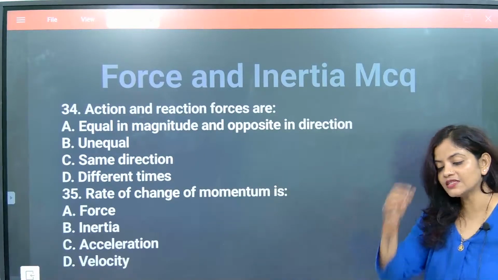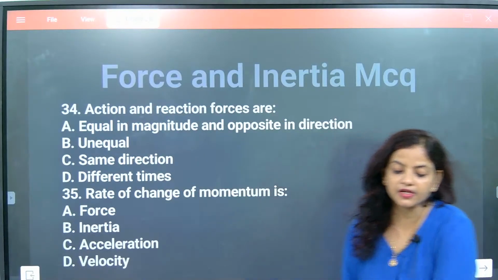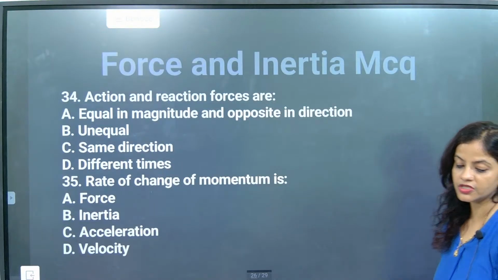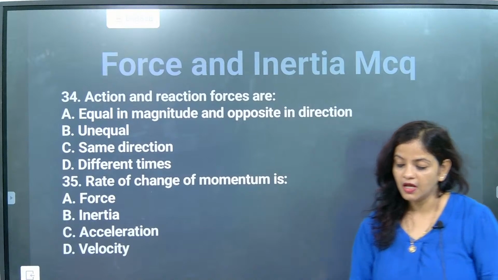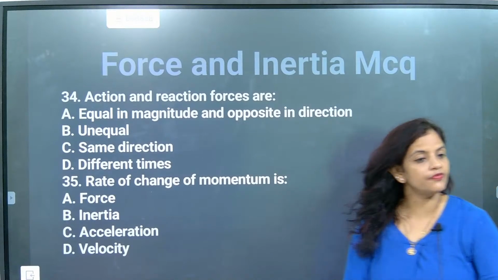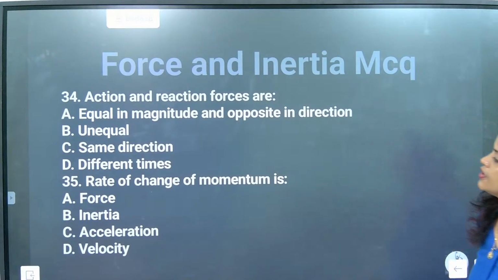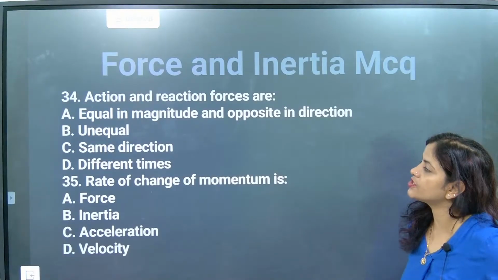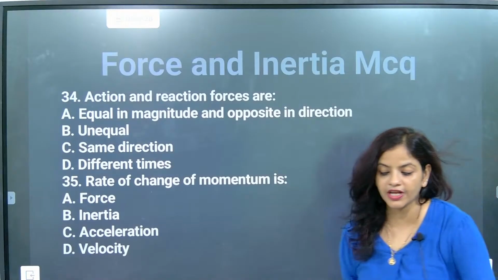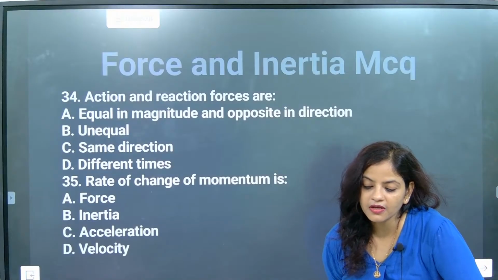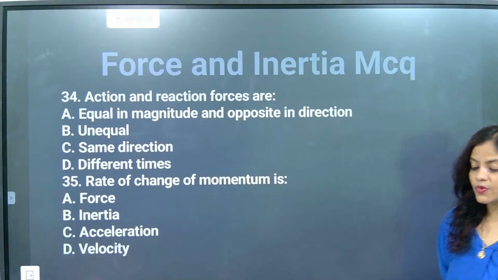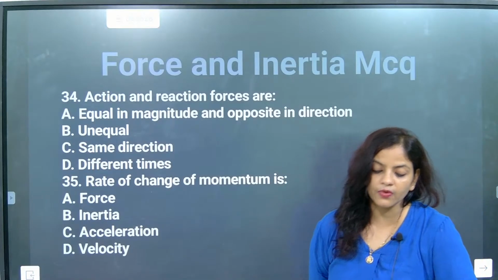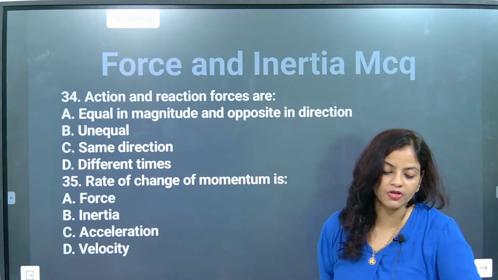Now listen. Last class we were discussing numericals, and now we are going to discuss numericals again. Let's check this one out. 34th question. Come on, start answering as fast as possible. What is the 34th question? Action and reaction forces are equal in magnitude and opposite in direction, unequal, same direction, different times. First we are going to understand this part, and then we are going to answer the questions. MCQs of force and inertia we are going to do, and the numerical part we are going to do.